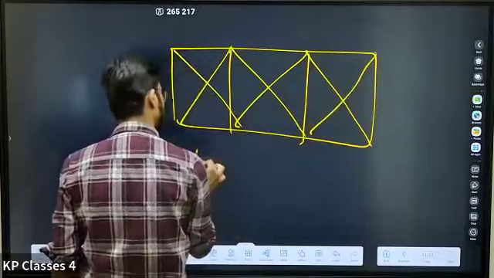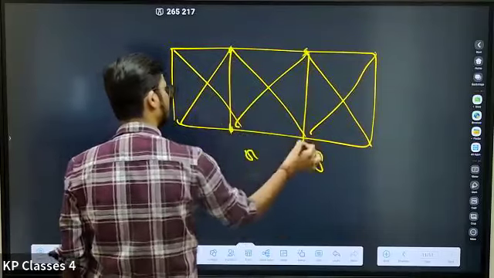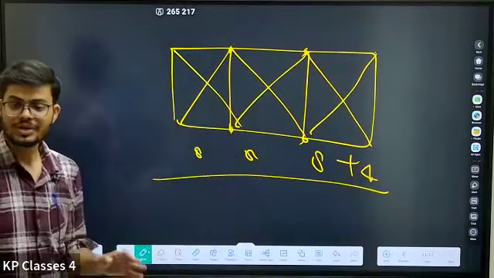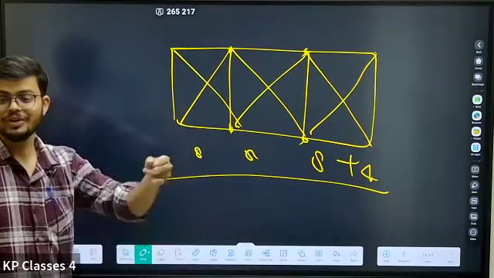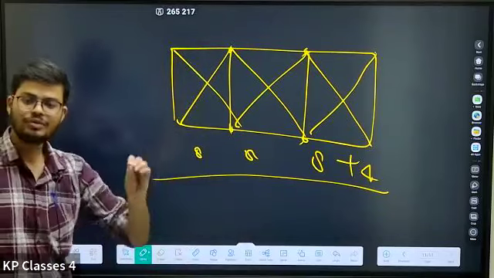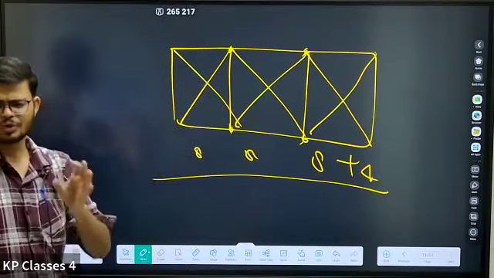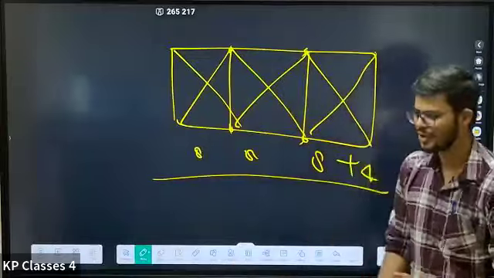Now you know that here we will be getting 8, here 8, here 8. 1, 2, 3, 4 plus 4. That is the answer. Now, sometimes a common point will give one extra triangle. Sometimes a common point will give two extra triangles. It will vary from case to case, example to example, question to question. Once you practice some questions on it, you'll be easily able to find it out. So this is about triangles.